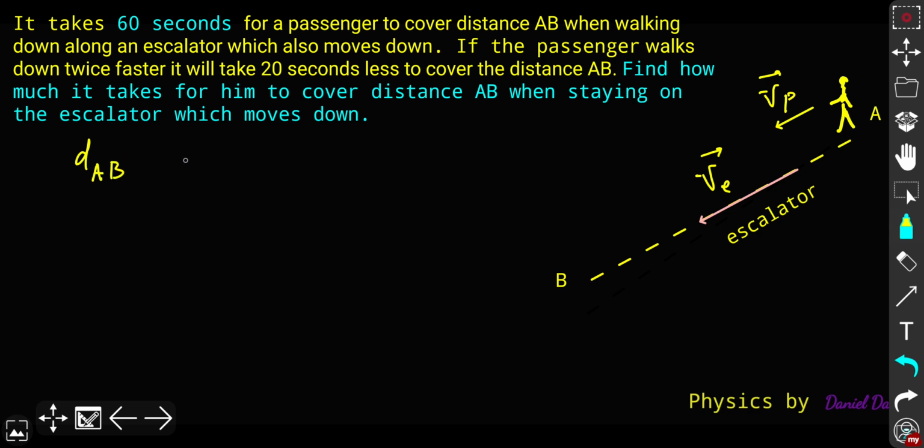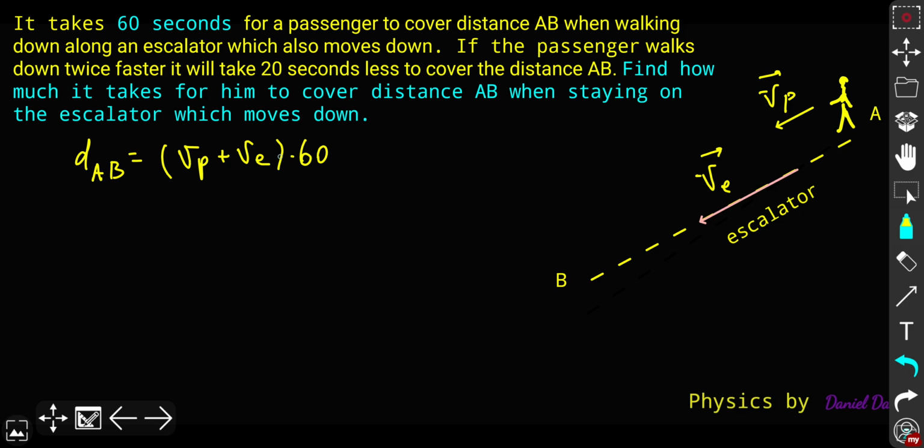So let's calculate using the idea of relative velocity. VP is the velocity of the passenger relative to the escalator, and on top of that we need to add the velocity of the escalator. That means we have VP plus VE. We add algebraically those two vectors, and multiply by time. In this case, it takes 60 seconds. So we multiply by 60, and that's our expression for covering distance D.